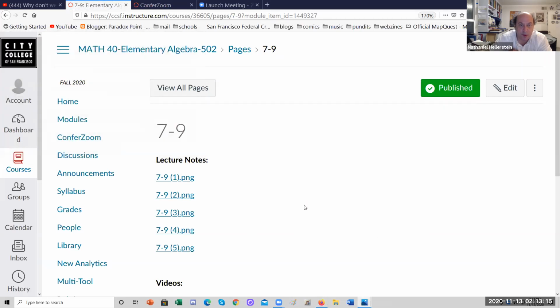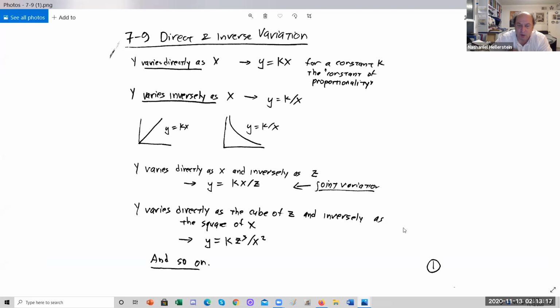All right. Today is a relatively simple topic: direct and inverse variation. These are two kinds of rational equations. Y can vary directly as x or inversely as x. In the first case, direct variation means that y equals k times x. Y grows proportionately with x. This number k is called the constant of proportionality. Inverse variation means y equals k divided by x, again for a constant k.